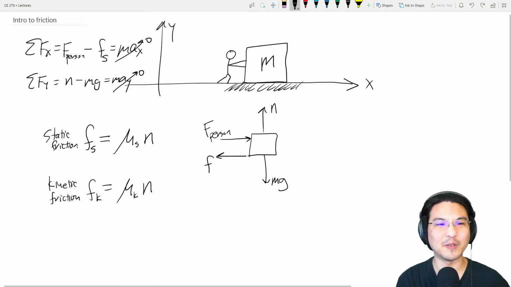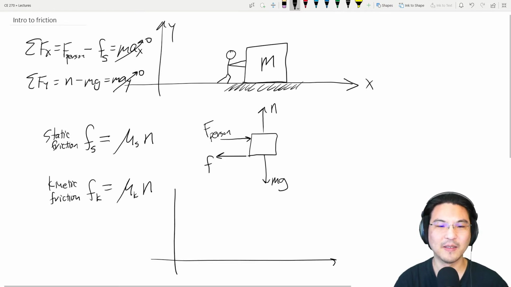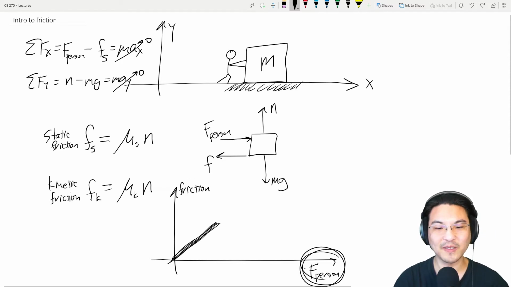And then let's keep going. 3 newtons of force, still doesn't move. 3 newtons of static friction. 4 newtons, 5, 6, 7, 8, 9, still doesn't move. So already we're seeing that static friction is a range of forces. Let me graph it. So let's say this is friction over here, and this is the force by the person. Okay, so already we're seeing a range like this, right? The more force you apply, the more friction there is.